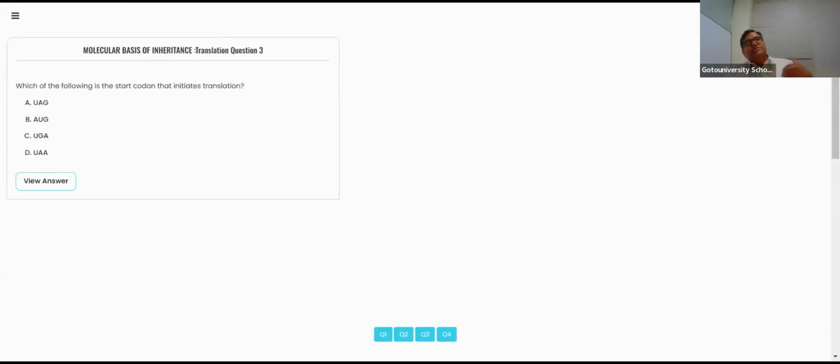Some students say methionine codes for protein. No, that is wrong information. AUG codes for methionine. Methionine constitutes the protein, being a brick or a component of the protein, right?